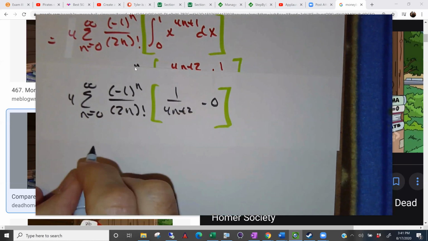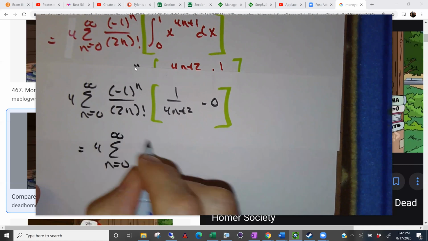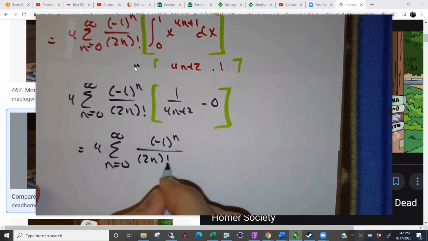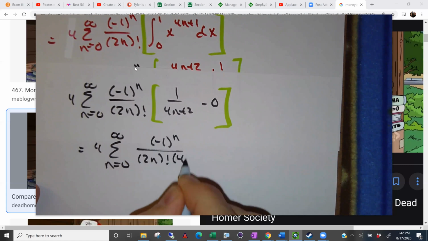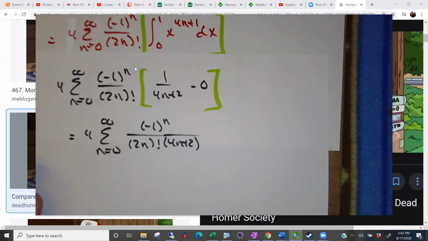So, 4 times the sum from n equals 0 to infinity, negative 1 to the n over 2n factorial times 4n plus 2. Okay. Now, keep in mind, my goal is to try and approximate this integral. And I want to approximate it to within 1/10,000th. There's something very nice about this series that'll help me do that approximation.